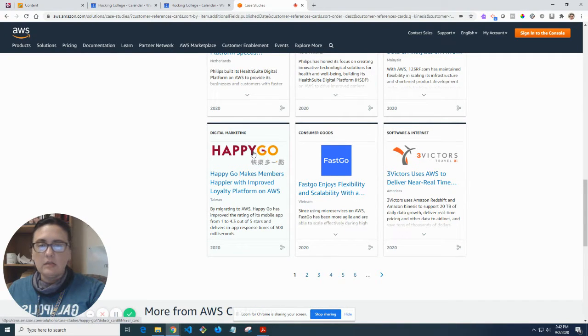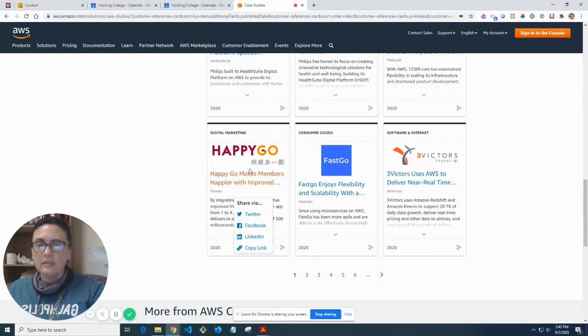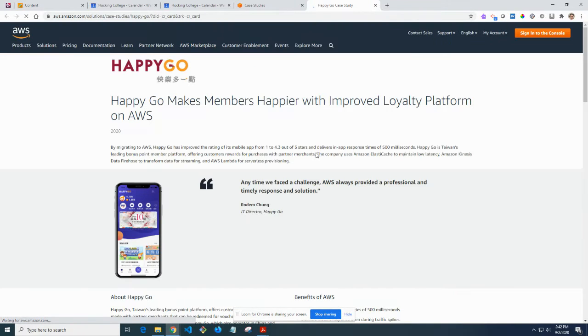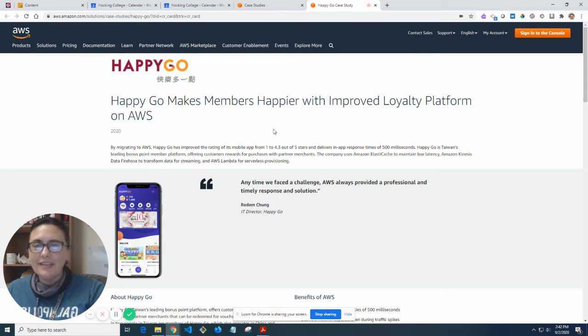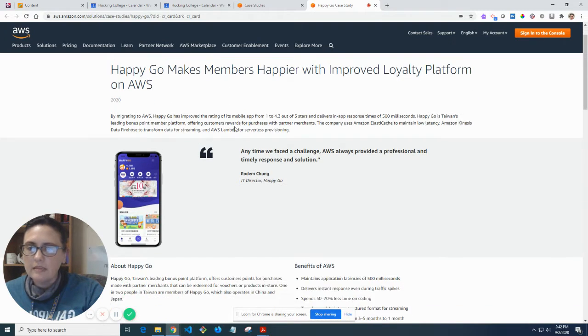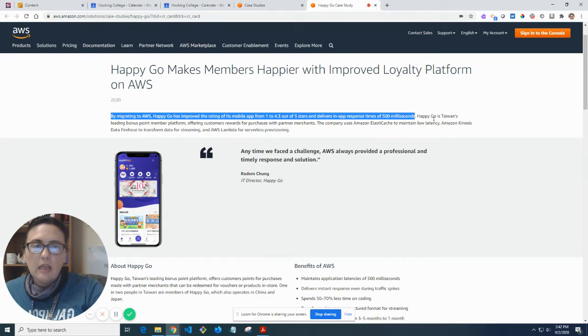So let's see. It gives you the year, so that's nice to know as well. Let's go with HappyGo. I have no idea what HappyGo is. Looks like another language or another country. Okay. HappyGo makes members happier with improved loyalty platform on AWS. It talks about how by migrating to AWS, HappyGo has improved the rating of its mobile app from 1 to 4.3 out of 5 stars and delivers in-app response time of 500 milliseconds. HappyGo is Taiwan. Okay, there's another country, like I said.